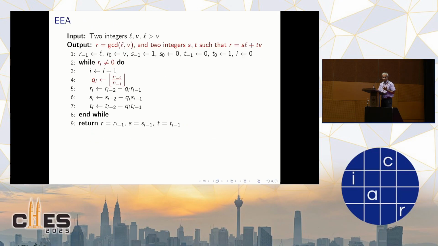On my next slide, here I have the very classical extended Euclidean algorithm. And as this audience knows, for the extended Euclidean algorithm, say we have two integers as input, L and V. And the output of this algorithm will be the GCD of L and V, which is here denoted as R. And there will be two additional integers as output, denoted here as S and T. And this relationship that you see at the end of that line, R is equal to SL plus TV, should hold.